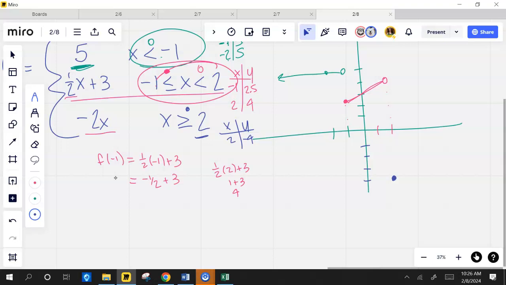And I need one more point. What should I plug in? 3? Bigger than 2, because it says greater than 2. What do you get if you plug in 3? -6. That make sense?